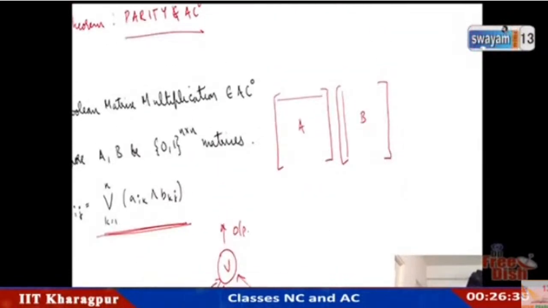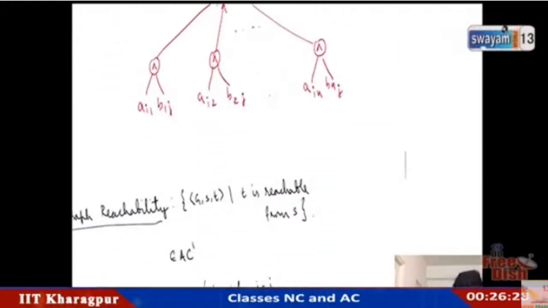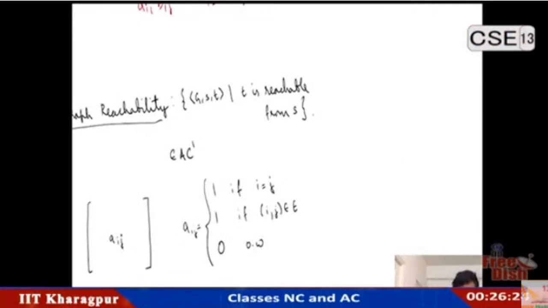Since it's in AC0, it also follows that it is in NC1, because AC0 is contained in NC1. The next thing is graph reachability. I think we also called it PATH while we were discussing space complexity. This was kind of the canonical language, the complete language for any space bounded complexity class.